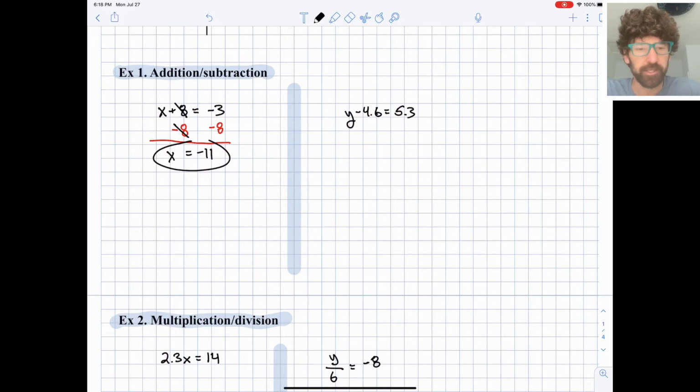A formal way of checking that work is to plug that -11 back into x in my original equation, and let's see if it works out. Is -11 plus 8 equal to -3? Yes, -3 is equal to -3, so it checks out. So my solution is -11. It looks like we did it correctly.